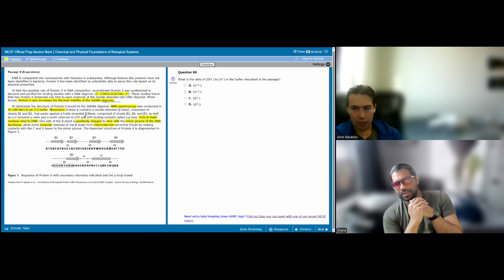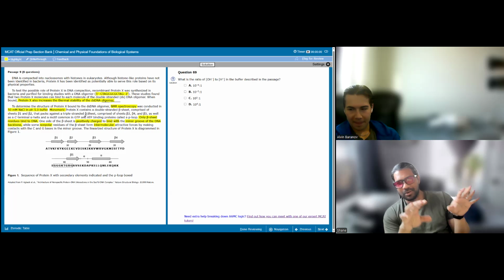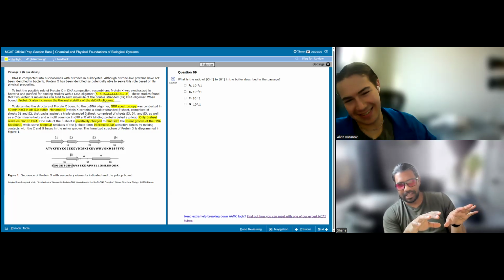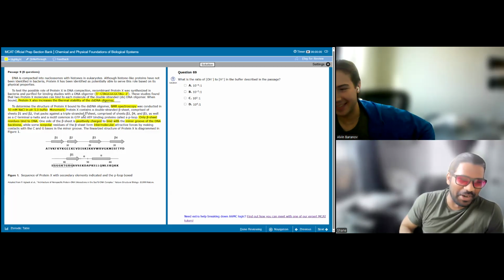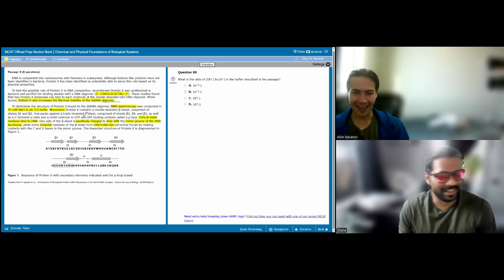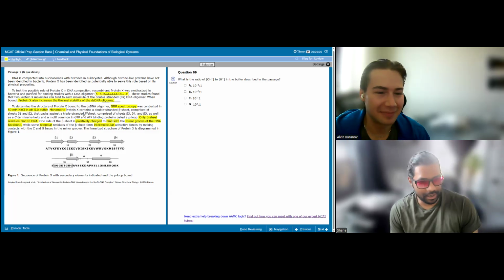I just had deja vu. Did we do a passage yesterday that said something about mono? Yes, yes. It did. I asked you, and you said quaternary. Yes, yes, yeah.